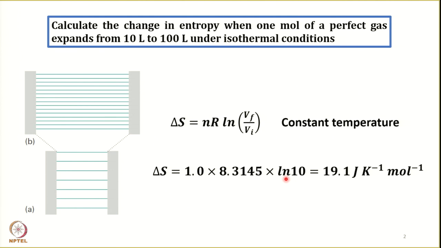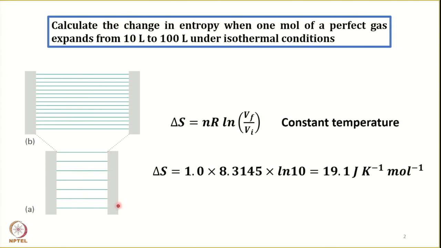And we have interpreted it in terms of the increase in population of thermally accessible states when the system undergoes expansion. Remember that we connected that to the length of the container. When you compare state Vi with state Vf, because L increases, there is a decrease in the energy gaps. Compared to this, these have much lower energy gaps. So under isothermal conditions, the entropy of one mole of a perfect gas will increase by 19.1 joules per Kelvin per mole.